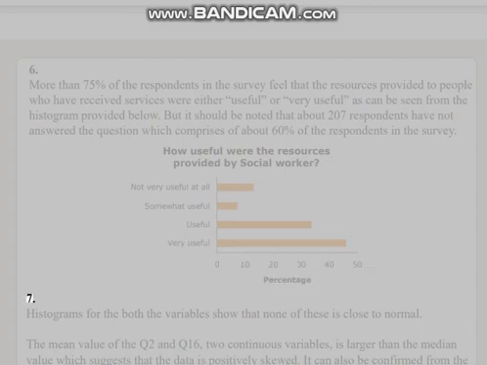7. Histograms for both the variables show that none of these is close to normal. The mean value of the Q2 and Q16, two continuous variables, is larger than the median value, which suggests that the data is positively skewed. It can also be confirmed from the positive skewness values for the two variables, i.e. 1.5 and 0.7 respectively. It can also be seen from the larger side tail in the histograms for both the variables.